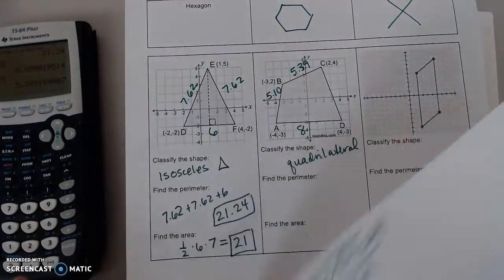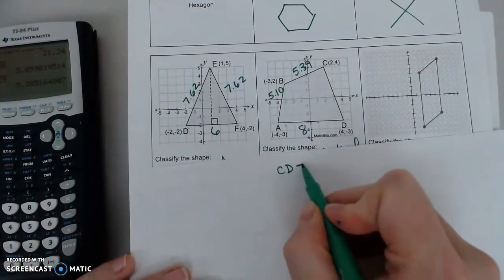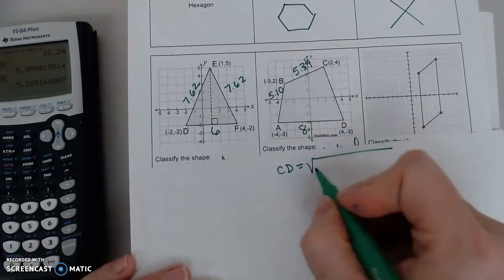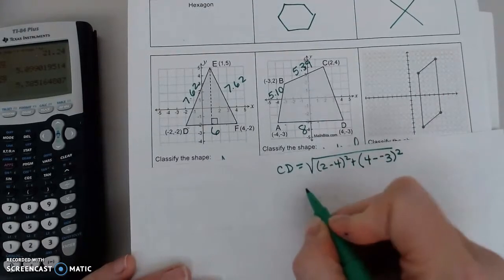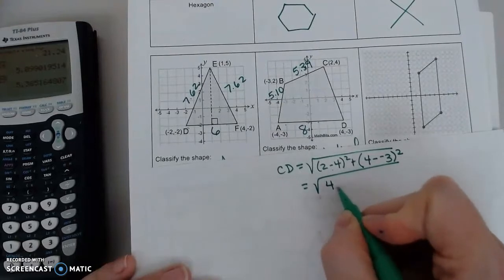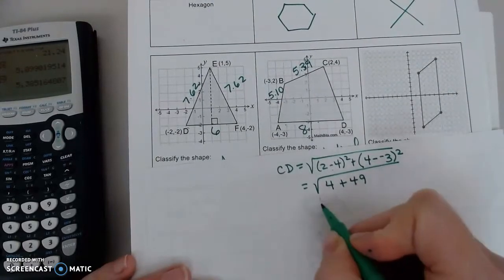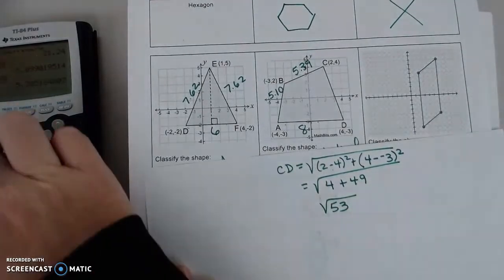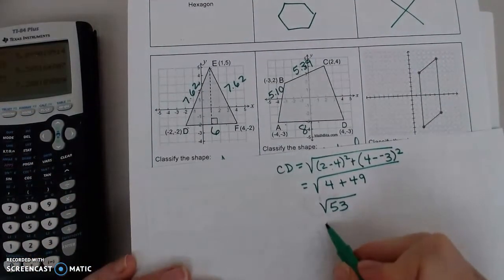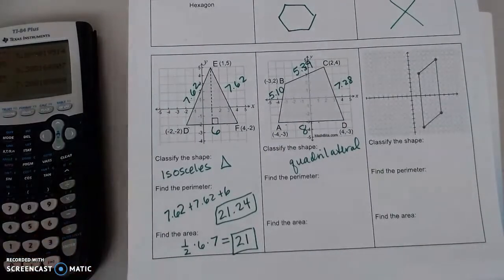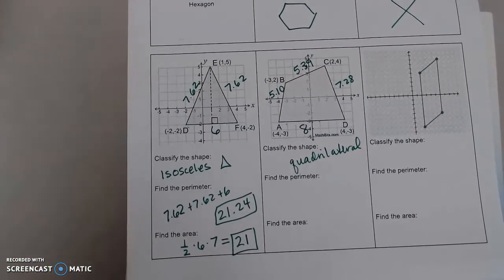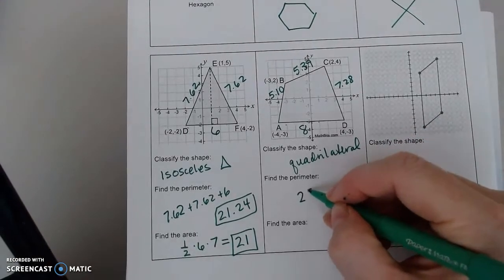And my last side, which is CD. So x minus x plus y minus y, negative 2 squared, 7 squared, which is root 53, and it's about 7.28. So if we add all of those together, we get 25.77.